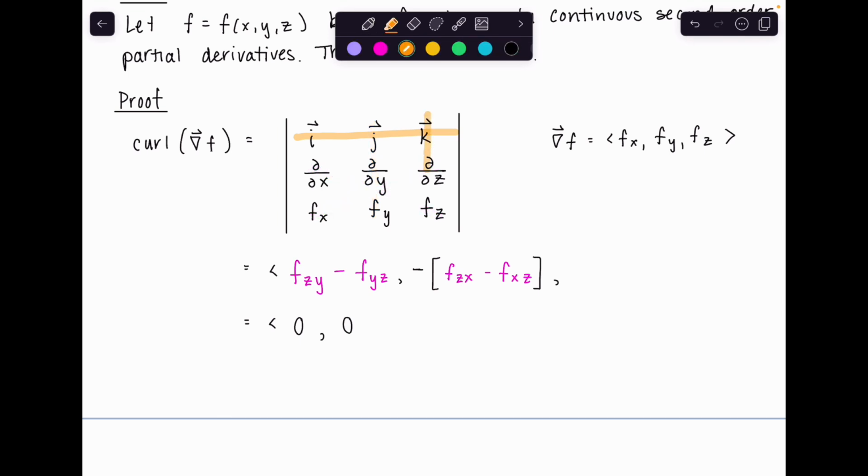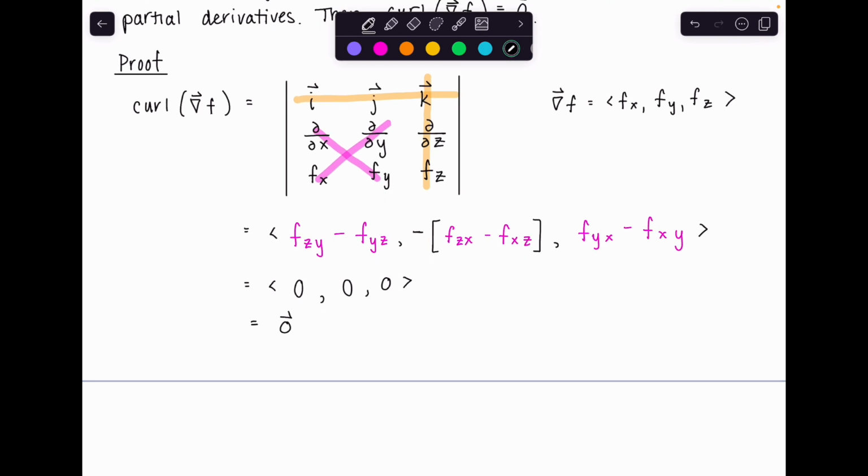Third piece, now I strike out this one. Taking this partial, that tells me first with y, then with x. Subtracting this one would be first x, then y. But same thing again, because this is a function I started with, and then I found that gradient vector, the mixed partials are going to equal each other. So all three components end up being 0. So the curl gives us the 0 vector. Okay.